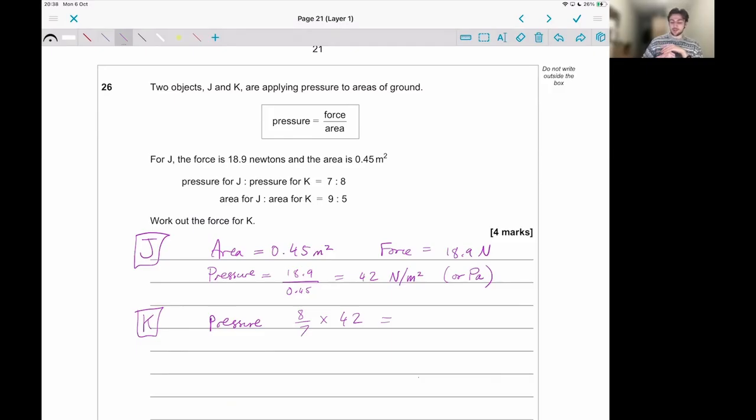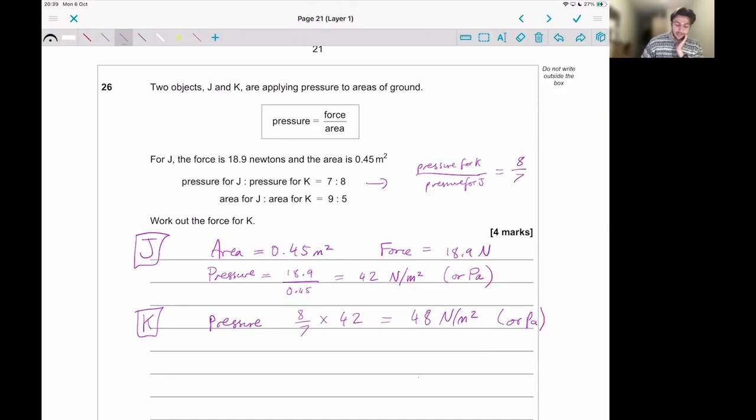That's how we use ratios. So we can take this and we can say that the pressure for K divided by the pressure for J is equal to 8 divided by 7. That's what the ratio is telling us. And then I've just taken this and multiplied it on both sides. So I've moved it to the other side. And that's how I got this equation. So we can do that in our calculator. We get 48 newtons per meter squared, or pascals. Either is fine.